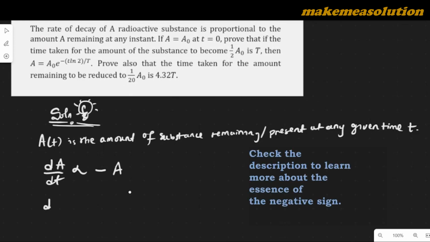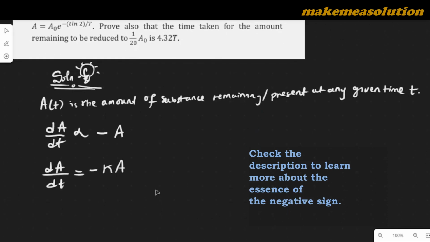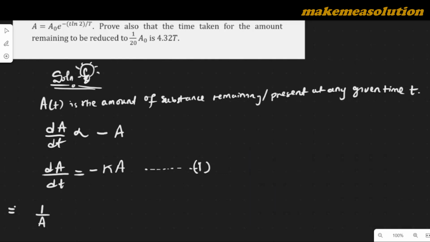So if you introduce your constant of proportionality, you get minus K A as your rate of decay. So this is the beginning of the model of our system. This is equation 1. Now if you solve this particular equation using separable variables, this implies 1 over A dA is equal to minus K dt.